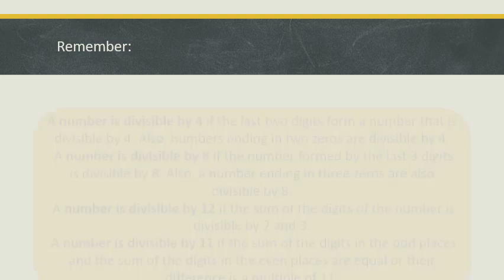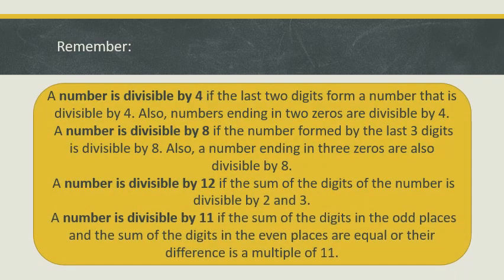So, tandaan po natin, a number is divisible by 4 if the last two digits form a number that is divisible by 4. So, also, numbers ending in 2 zeros are divisible by 4. A number is divisible by 8 if the number formed by the last three digits is divisible by 8. Also, a number ending in 3 zeros are also divisible by 8.